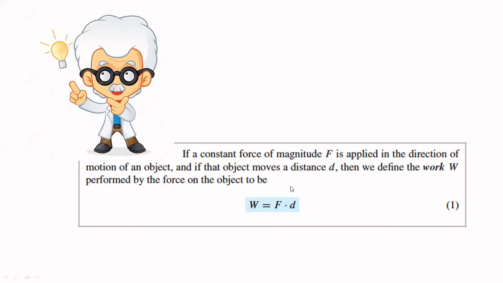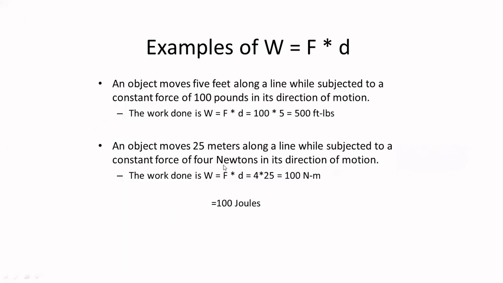So in this case, this is our fundamental definition of work where the force being applied is constant. So take note that the motion of the object is in the same direction as the force that is being applied. So let's move on. So as an example of work being equal to the product of the force applied and the distance covered, or the distance of displacement of the object due to the application of the force, we have these two.